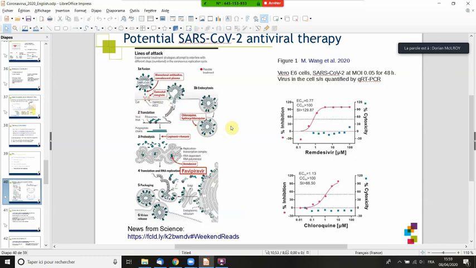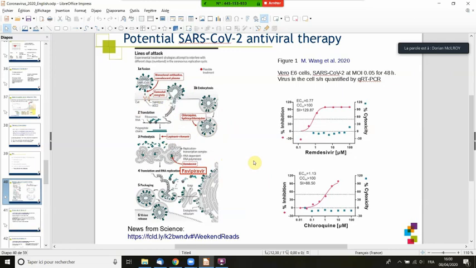Then this HIV protease inhibitor, lopinavir, can apparently inhibit the SARS coronavirus and SARS-CoV-2 proteases. And then there are some nucleotide analogues which can inhibit the viral RNA polymerase. So remdesivir, and I added this one on, favipiravir. It's not in science, but it's interesting to look at actually, because there's clinical trial data on this molecule. So these are all molecules that are active in cell culture.